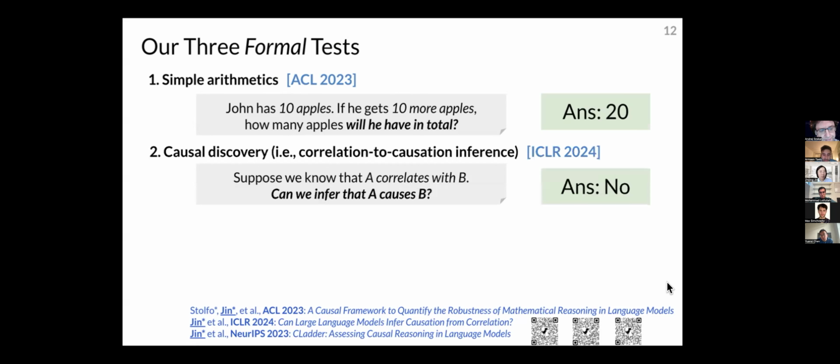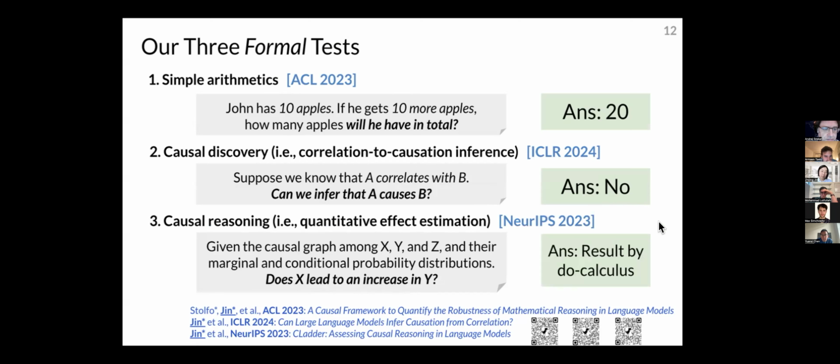The other type of task that we generate by program is the causal discovery task in text format. So we basically mention inputs such as "we know A correlates with B," or both dependence and independence as the inputs, and then ask the question, can we infer that A causes B? And then we have yes, no, or maybe.